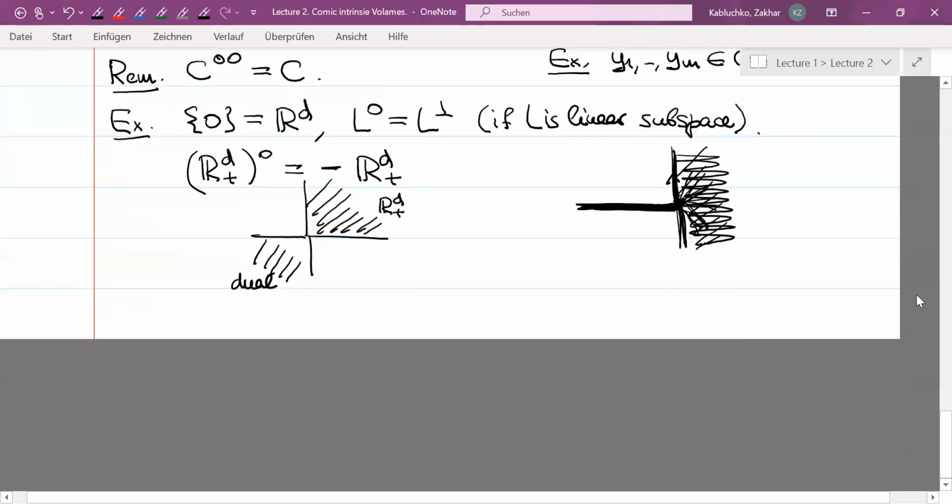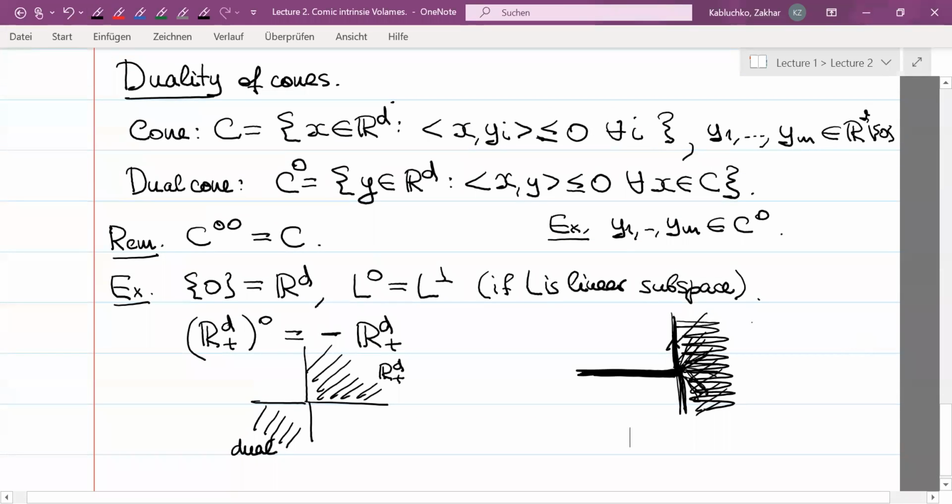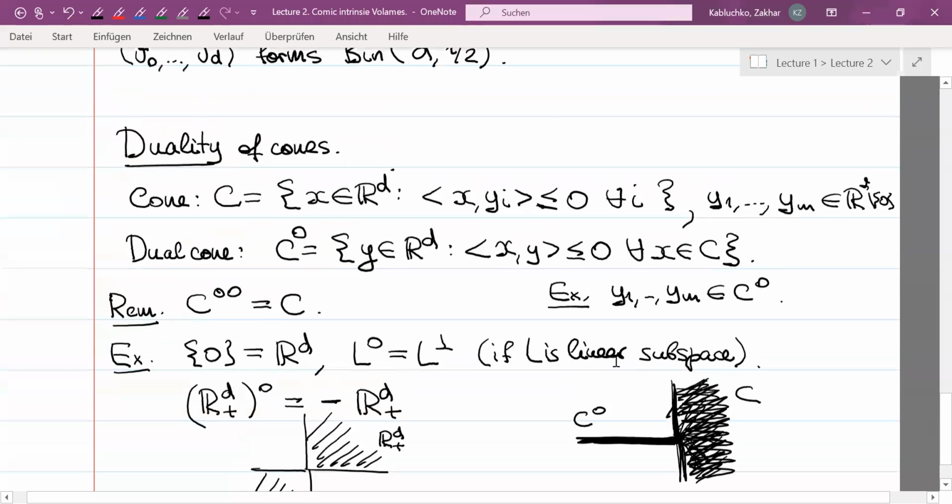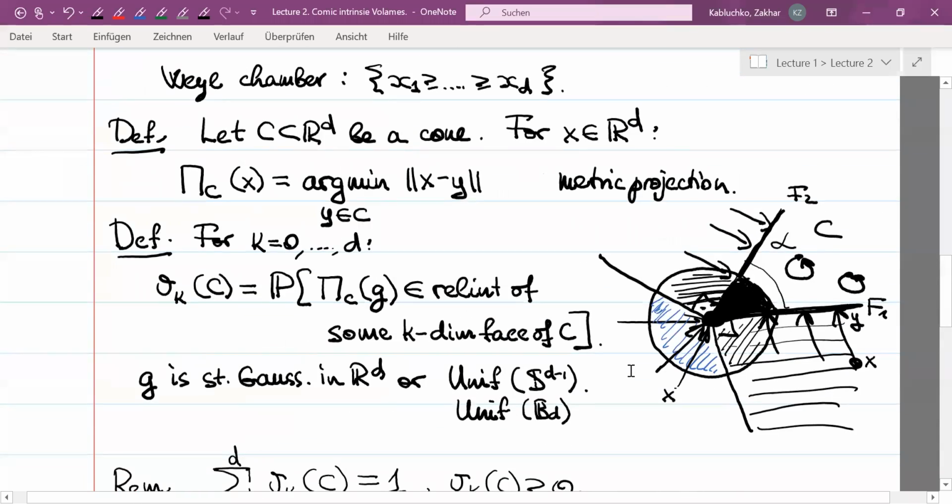So if this is our cone C, the half space, then the dual cone is this half line. Okay. And now to derive a formula for the conic intrinsic volumes, we can observe the following things. For example, if we have a point which has to be projected, let's say in this example with the angle, if we want a point to be projected to 0, then it should be in the dual cone, because this is the dual cone here. So a point is projected to 0 if it is in the dual cone.